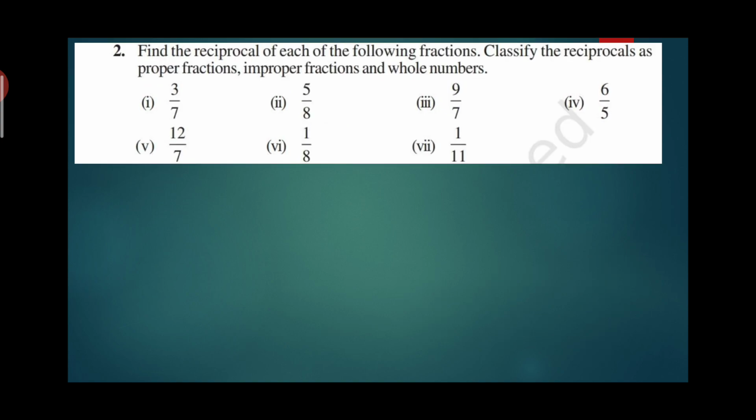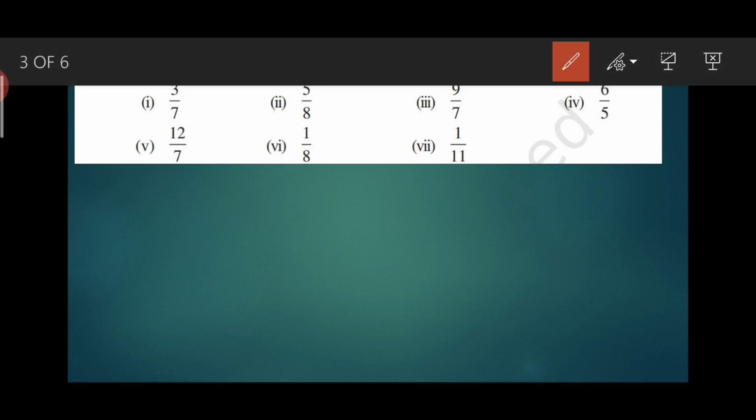Question number 2 is, you have to find the reciprocal of each of the following, and then you have to classify the reciprocal as proper, improper and whole numbers. So let us start with the first part, that is 3 upon 7. First part is 3 upon 7.